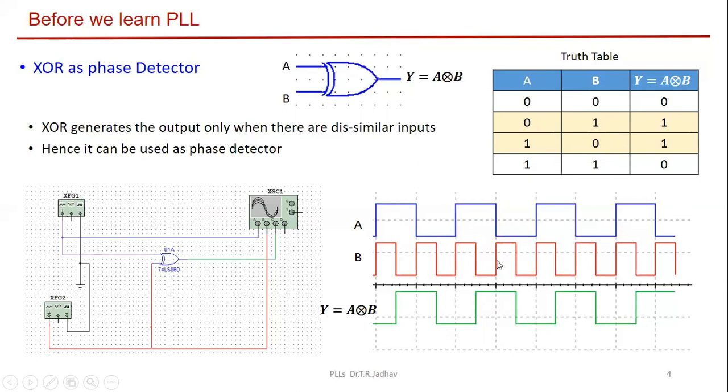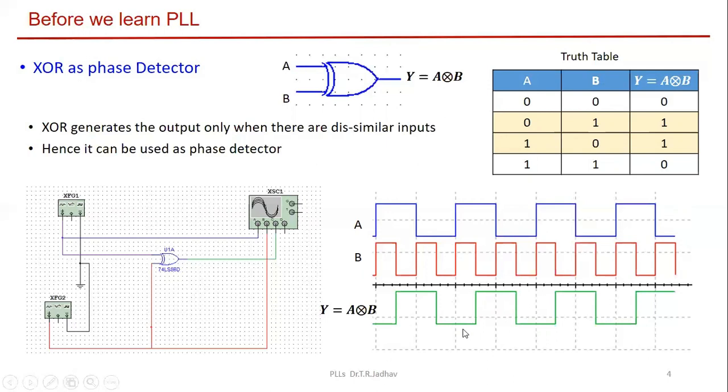As you see here, when this is logic 1 and this is logic 1, the output is 0. Now this is logic 1 and this is logic 0, so there is a mismatch. That's why the output is 1. This is logic 0 and this is logic 1, so again there is a mismatch. The output is 1. Now input A is 0 and B is 0. For similar inputs, the output will become 0.